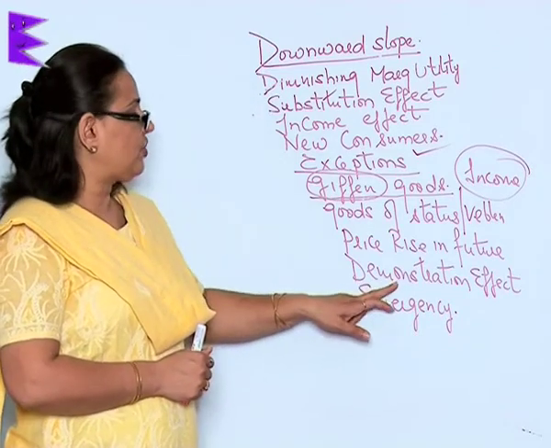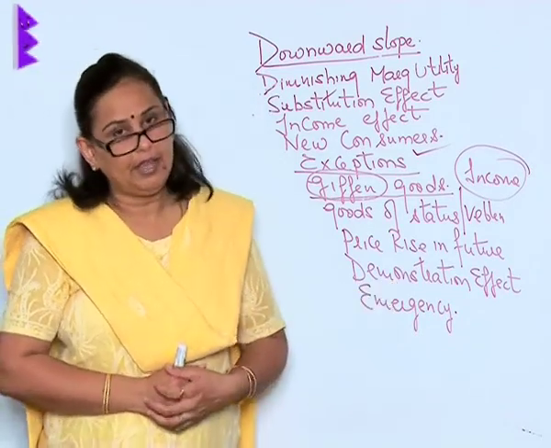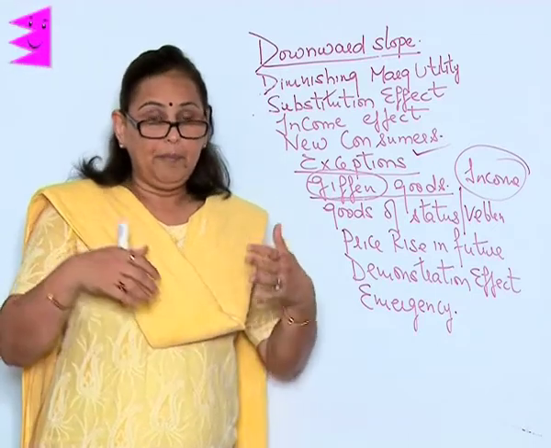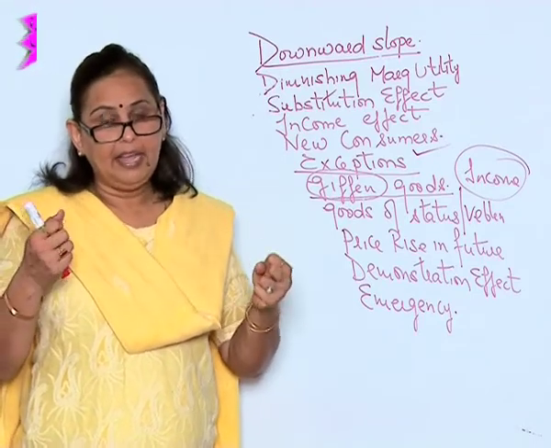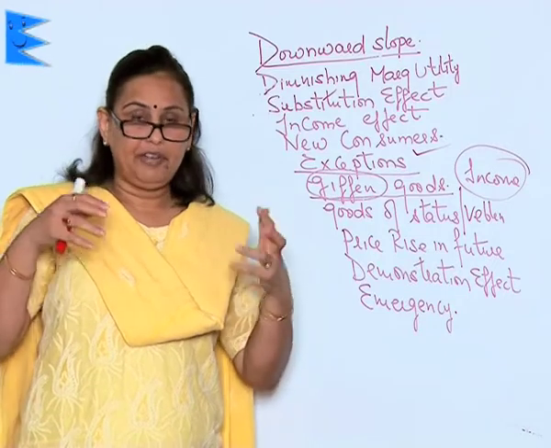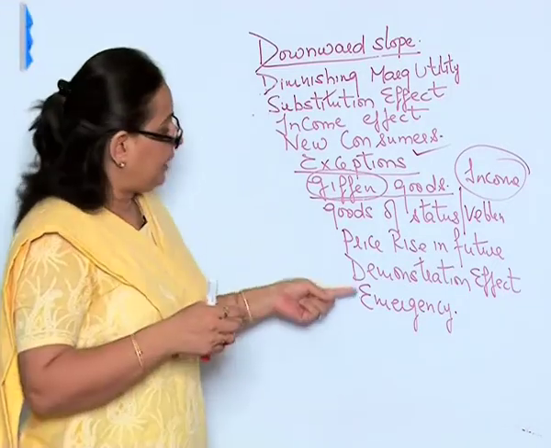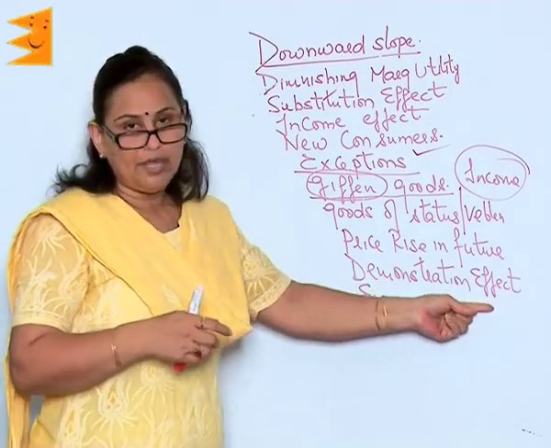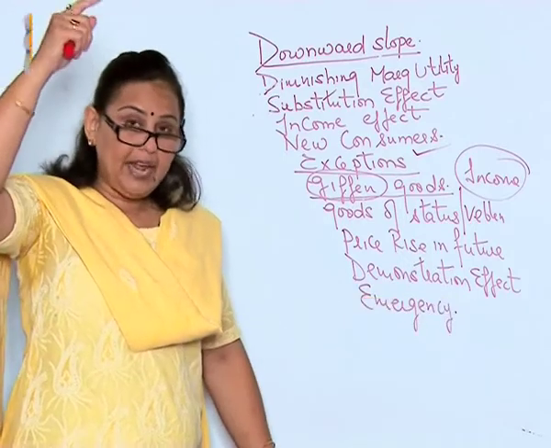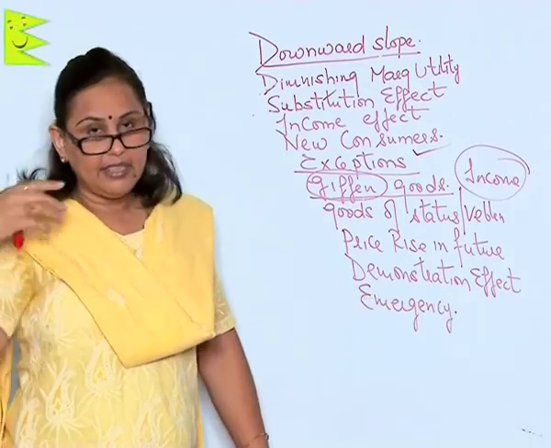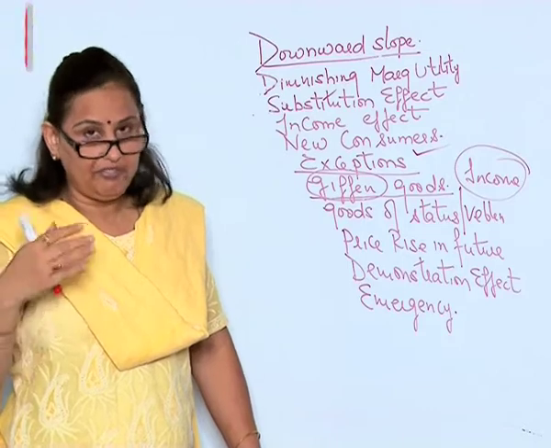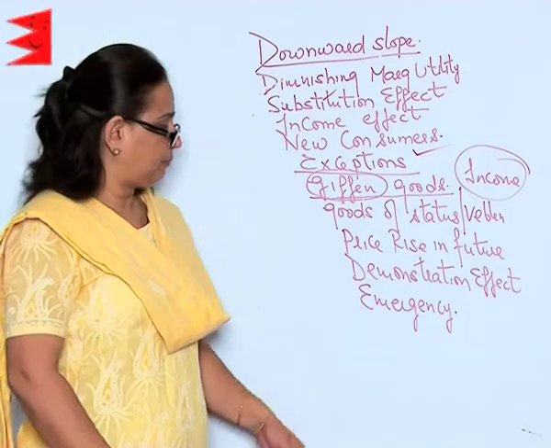Then the demonstration effect. Sometimes people want to show off, like a film star or a great personality. So, they tend to buy those commodities even if the price is high. That's a demonstration effect of a commodity.